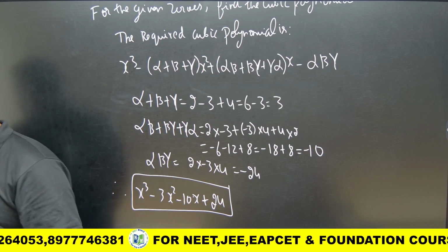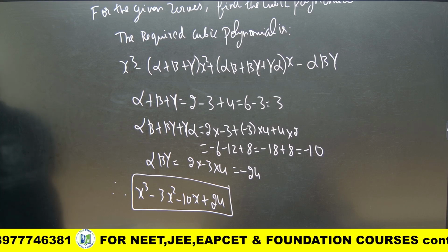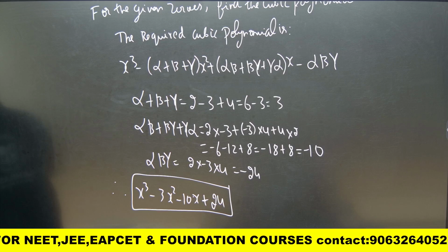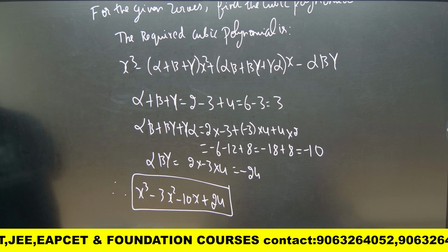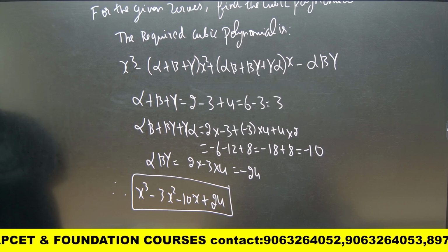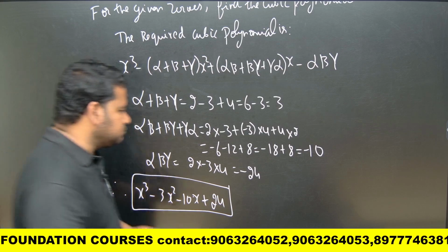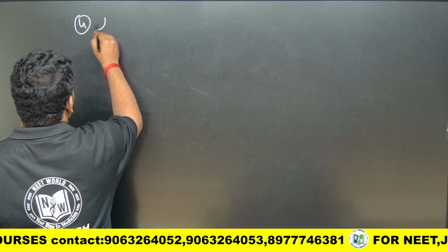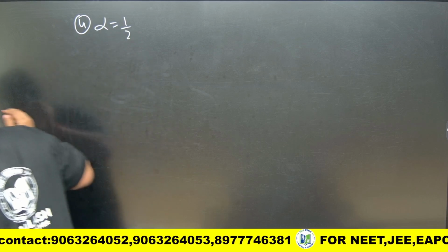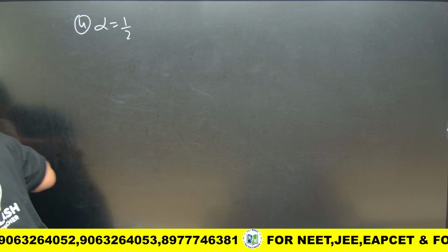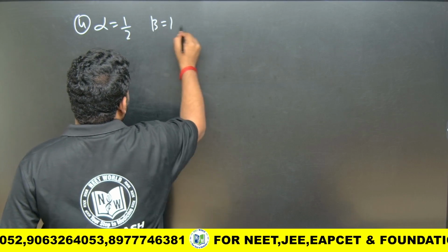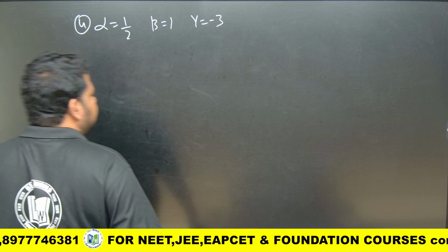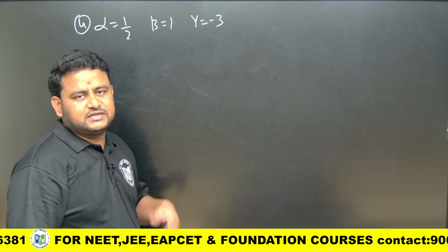Okay, now let us move to the next question, friends. Fourth question, they are telling that alpha is equal to 1 by 2, beta is equal to 1, gamma is equal to minus 3. This is also the same thing. For the given zeros, find the cubic polynomial.